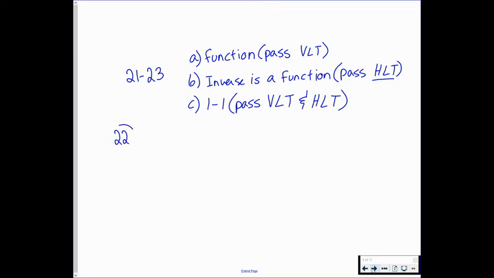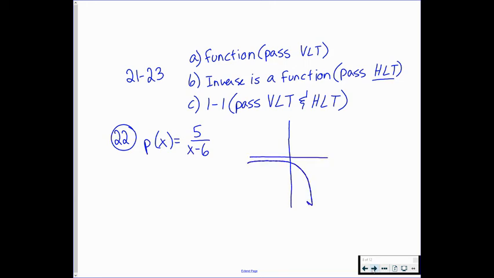On question 22, we're given another function, p of x equals 5 over x minus 6. You can type that into your calculator to see what the graph is going to look like. It's going to look something like that, where you've got one part going down and one part curving up. Now that we know the sketch, we can answer our 3 questions. This graph does pass the vertical line test. So yes, it is a function because it passes the vertical line test.